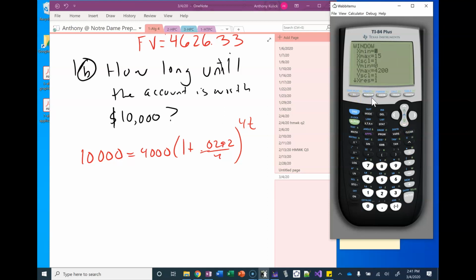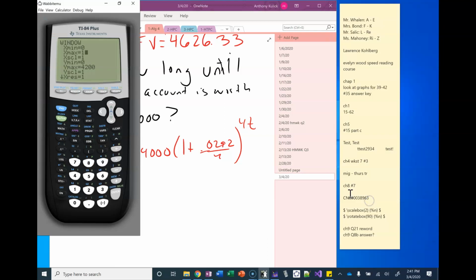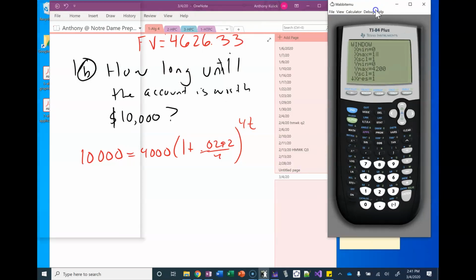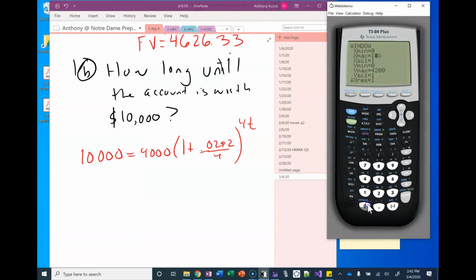All right, so we did that. Again, T or X is time in our case, so 0 is a good minimum. Maximum. We have 4,000. We want to end at 10,000. Is that going to take a little bit of time or a long time? Probably a long time, right? Let's pick a big value for T here. What do you think? 100? I don't know. I'm guessing. I usually like to overestimate that.